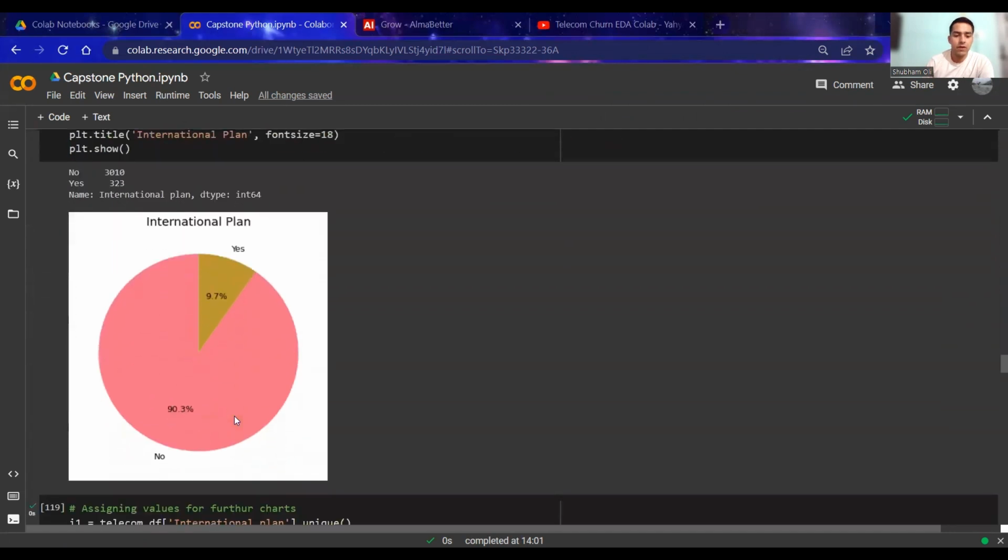Now we take a look at the international plan. Firstly, we plot the number of customers which have the international plan. In the pie chart, you can see 9.7% have opted for the international plan, which is very low.